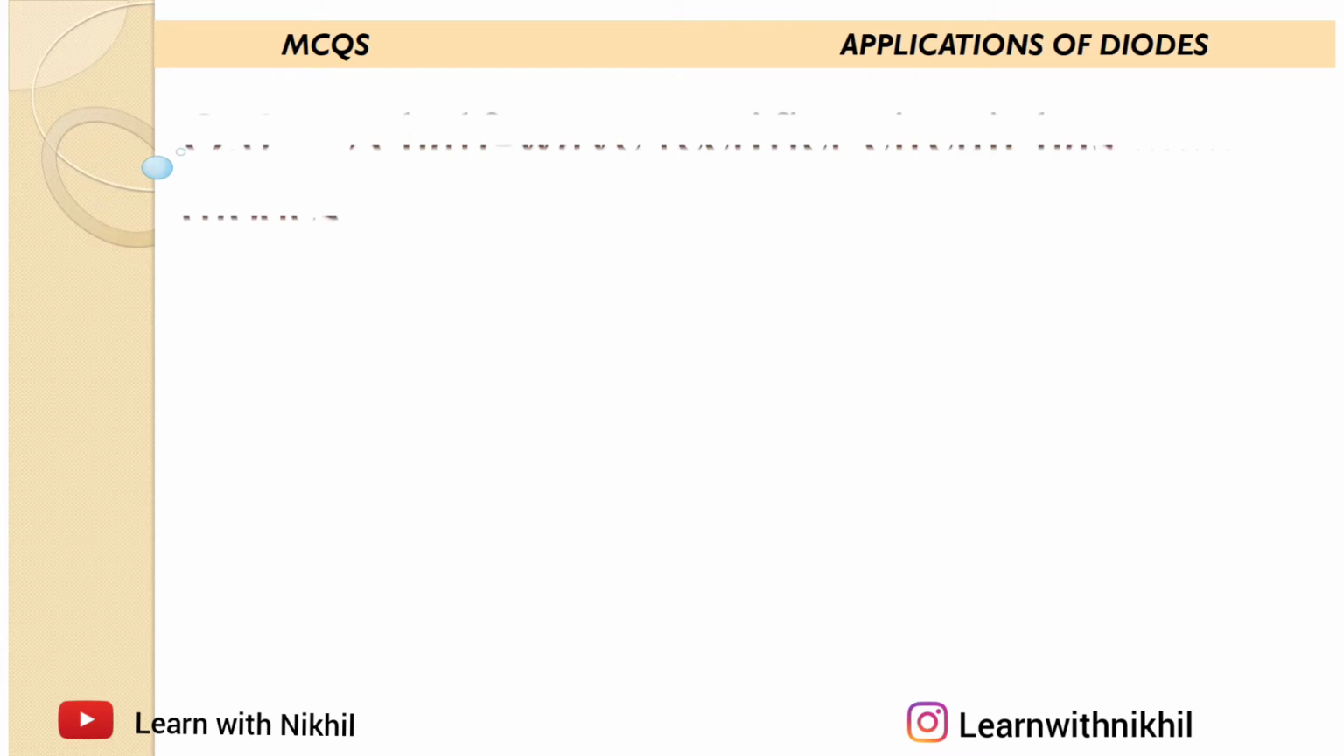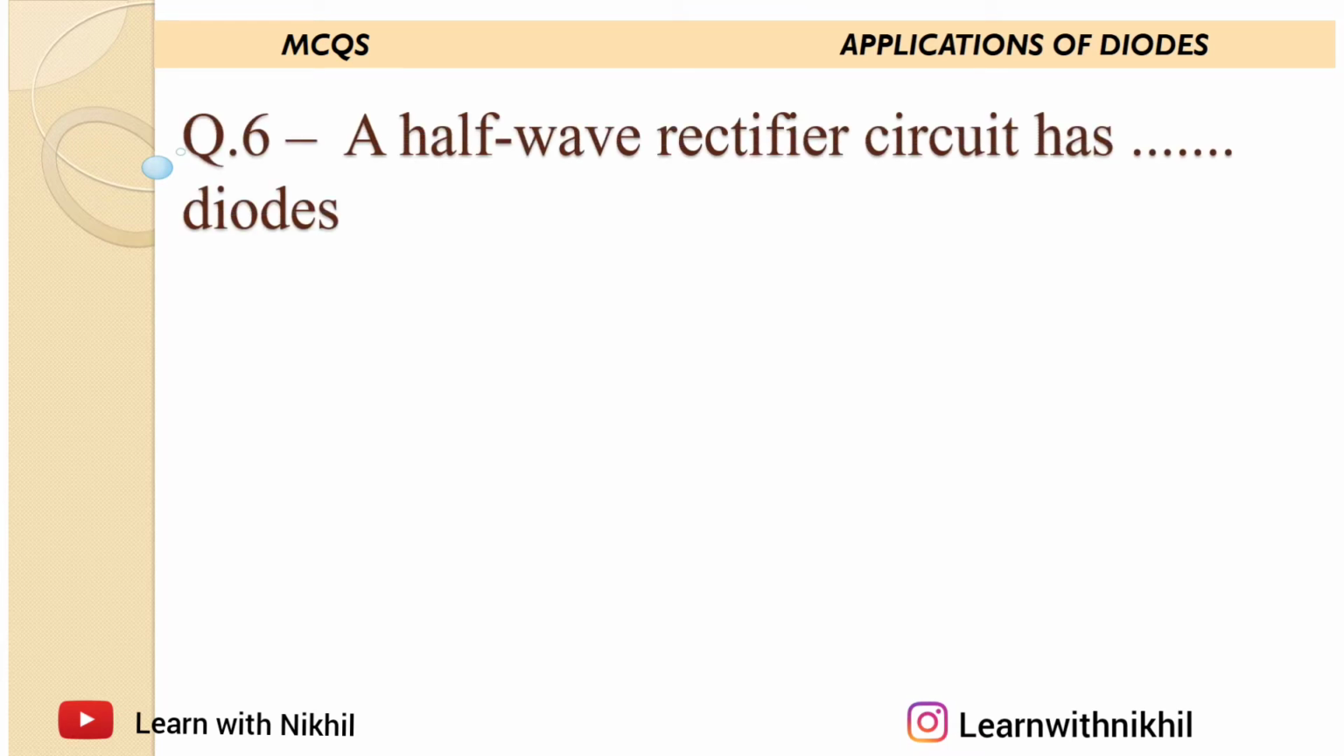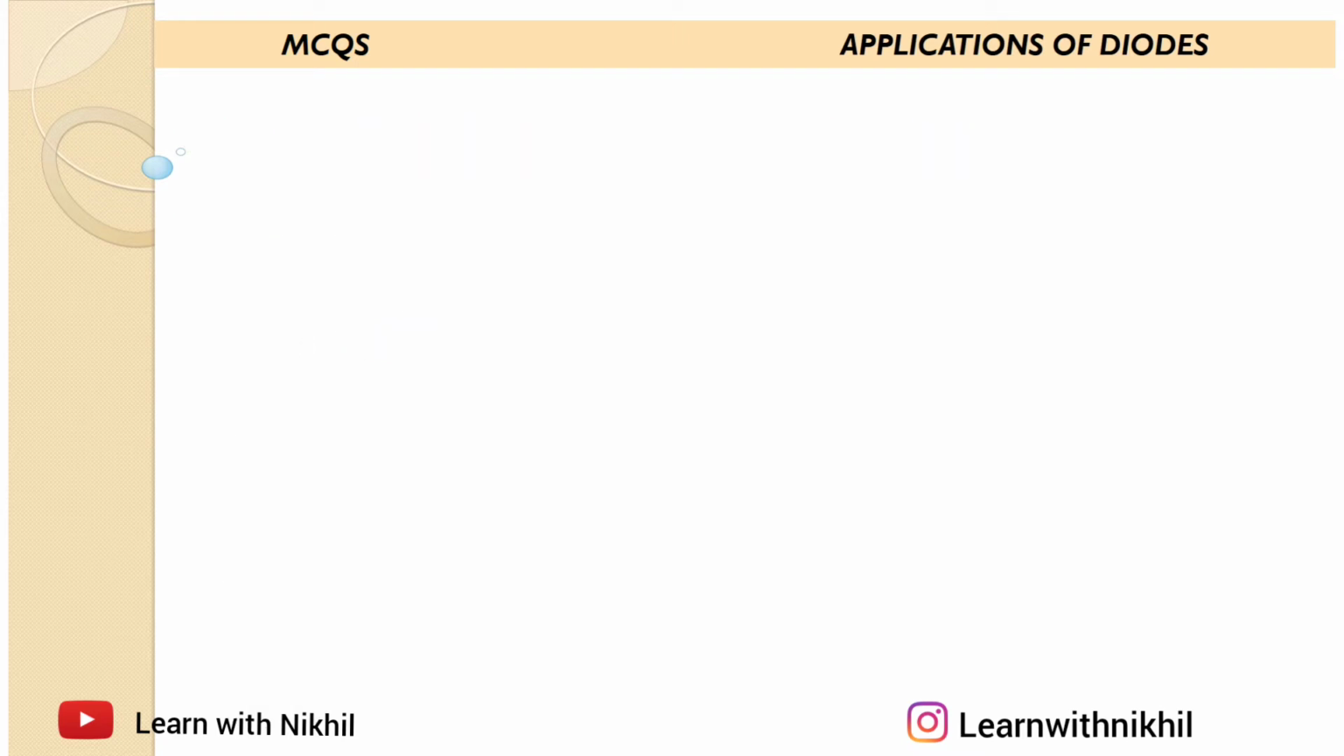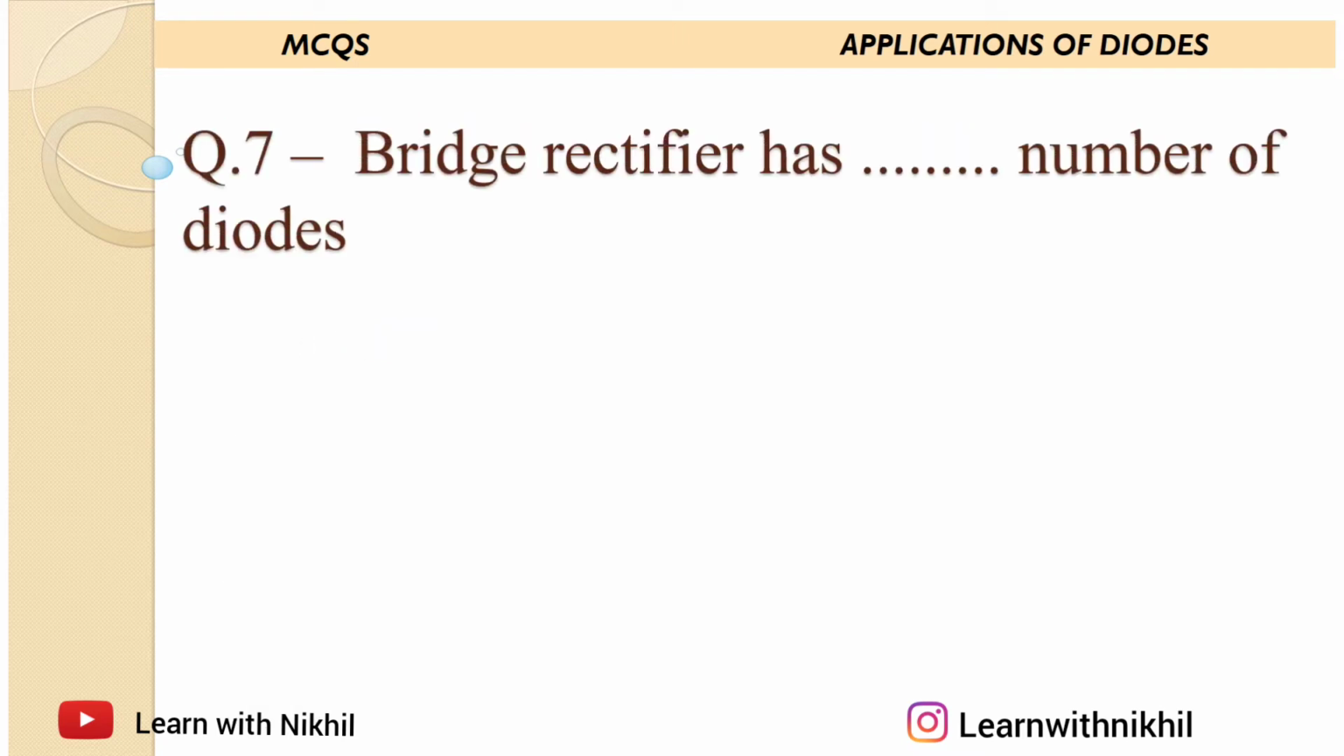Next question. A half wave rectifier circuit has dash diodes. So how many diodes are used in a half wave rectifier? A. 1, is it 2, is it 3, or is it 4? And the right answer is, guess. Yes, it is 1. Next question. Bridge rectifier has dash number of diodes. Now in bridge rectifier, let's guess. A. Is it 1, 2, 3 or 4? And the right answer is, yes, it is 4.